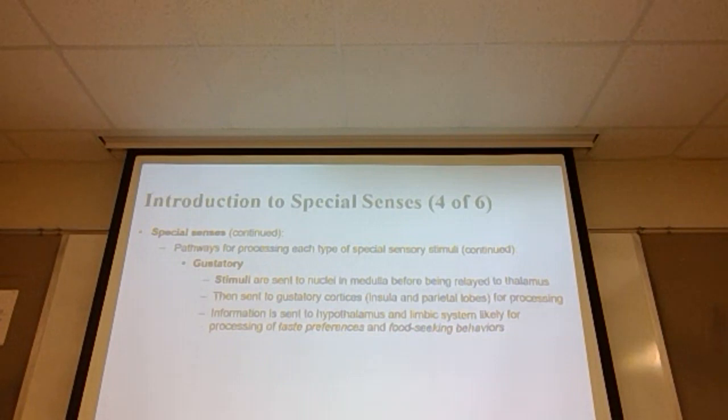Gustatory stimuli are sent to the nuclei in the medulla. Again, taste in the medulla, more ancient than vision. Before being relayed to the thalamus, then in the thalamus, it's sent to gustatory cortices found within the insula and the parietal lobes. That information is then sent to the hypothalamus and to the limbic system, likely for processing for taste preferences and food-seeking behavior.